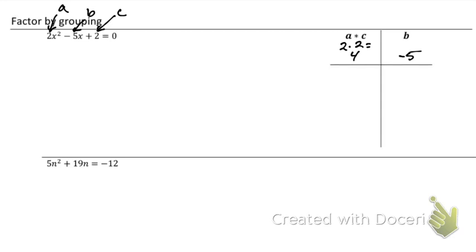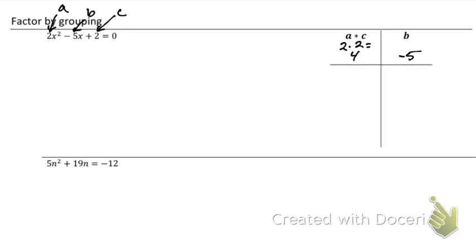You want to come up with 2 numbers that multiply together to give you 4. So you're thinking 1 and 4, 2 and 2. And because it's positive, we could also think -1 and -4, -2 and -2. So I need 2 things that multiply together to give me 4. However, when added together, they have to make -5.